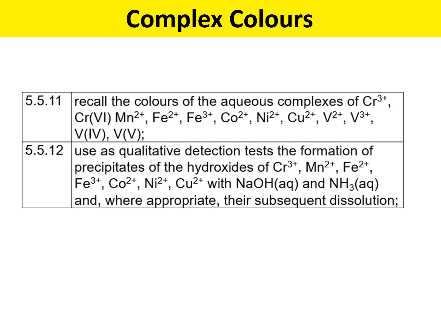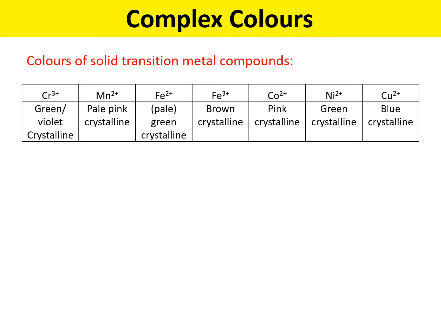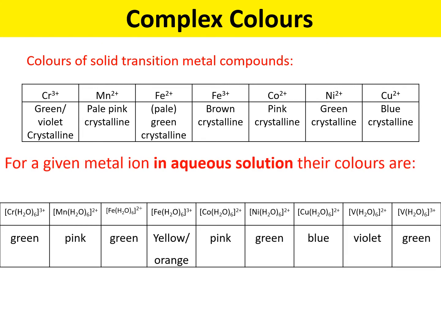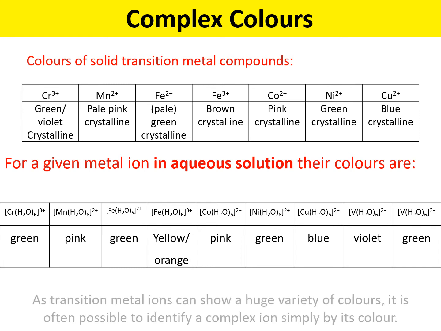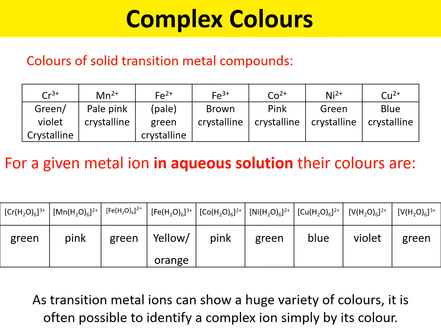We're now going to look at the colours of complexes. The following colours should be known for the transition metal ions given. The first table shows the colours of solid transition metal compounds, and the second table gives the colours of the aqueous solutions. As transition metal ions can show a huge variety of colours, it is often possible to identify a complex ion simply by its colour.